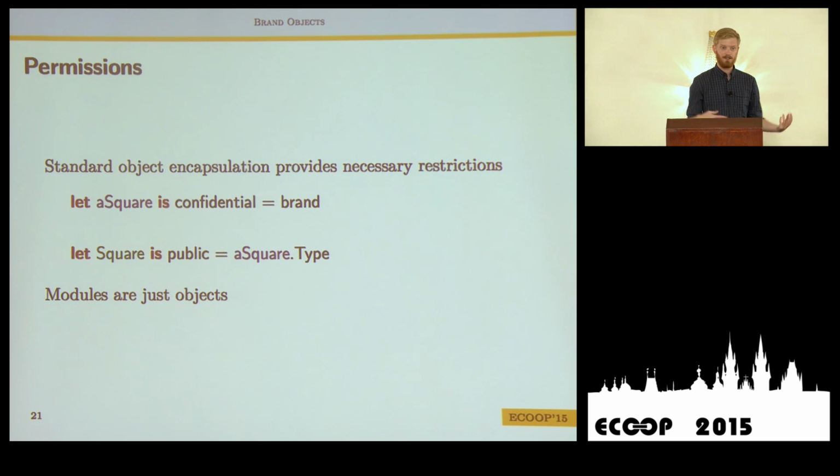So how do we make sure that no one gets access to the brand, but gets access to the type? Well, we just use the standard object-oriented features. We can declare a square as confidential, which you can essentially read as private, and then we make the type public. We just put them in two separate names, one with restricted access and one with public access. And then because our modules are just objects, there's nothing else we need. We just declare them at the top level. Now they're types in a module.